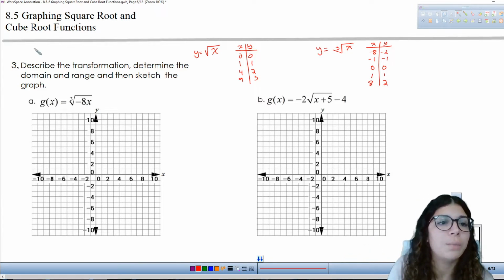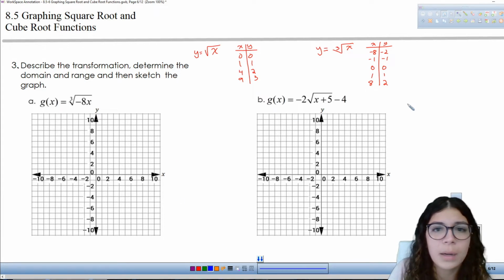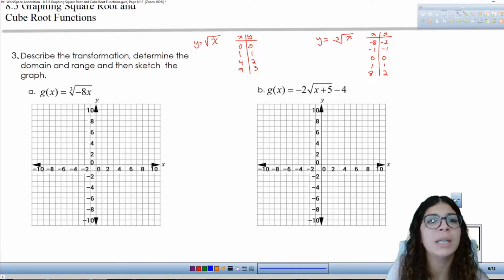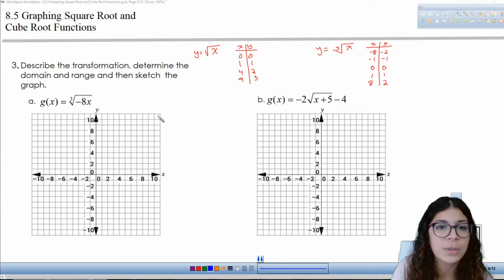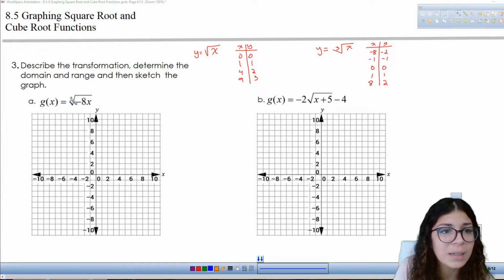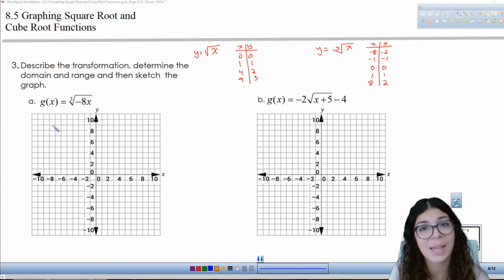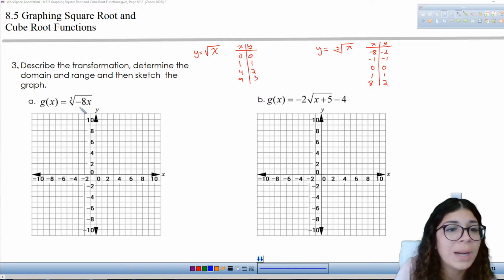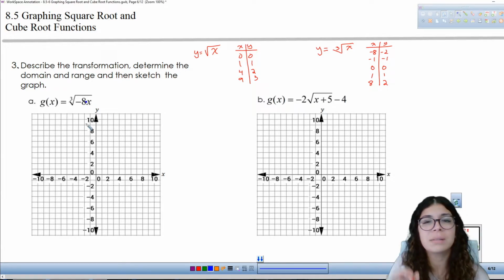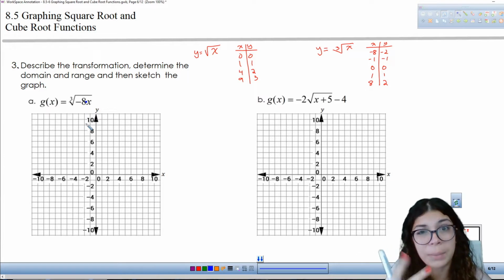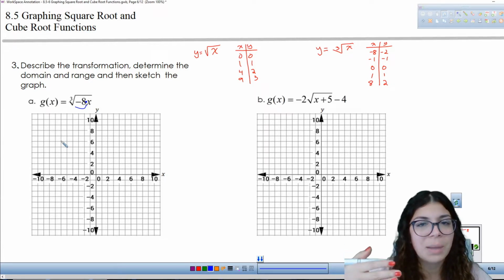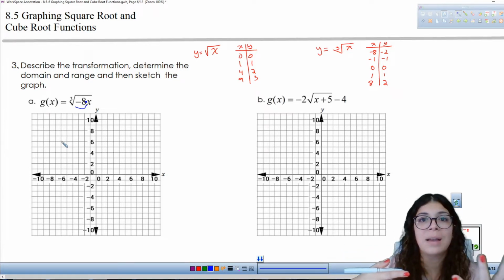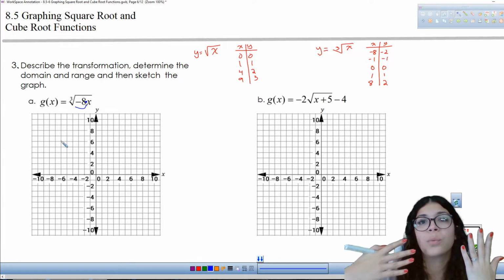All right, so we're going to work on number 3. It says describe the transformation, determine the domain and range, and then sketch the graph. All right, so let's go ahead and describe first. So what are the transformations that are happening? Well, remember, you always want to start with what is happening to the x value. So what I see happening to the x value is, it looks like one thing, but it's technically 2 separate things, right? We're multiplying by -8, but really we look at the negative separately, then we look at the 8. The 8 tells us the stretch or compression. The negative tells us reflection.